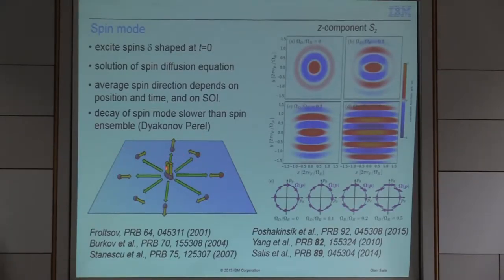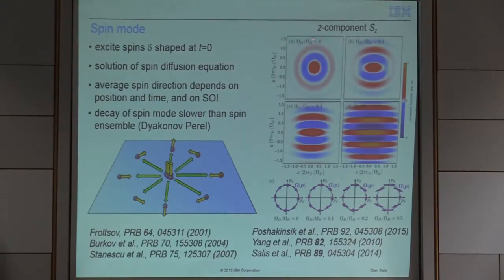So all spins here that are excited locally in the middle with a spin up end up here at some distance with an in-plane spin orientation, and that is the spin mode. That is essentially the solution of the spin diffusion equation with the starting condition of a delta-shaped excitation. You see here calculated spin modes for different spin-orbit interactions.